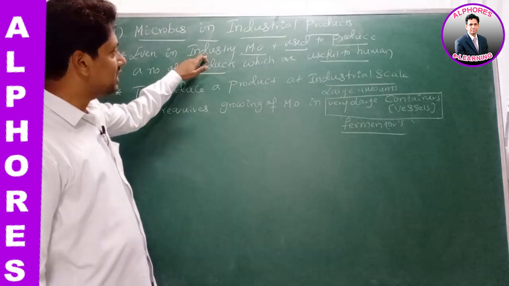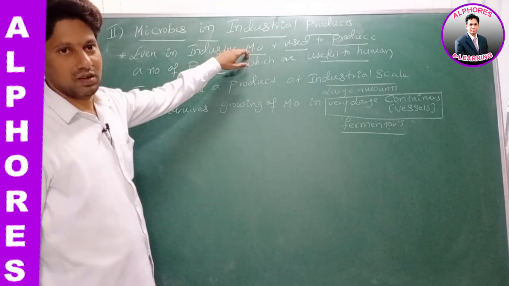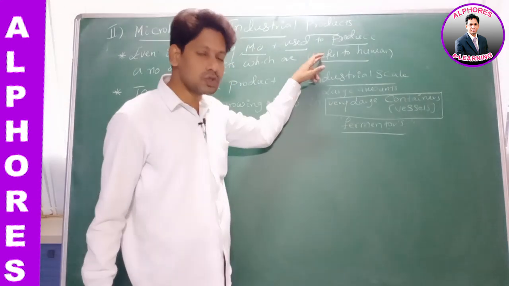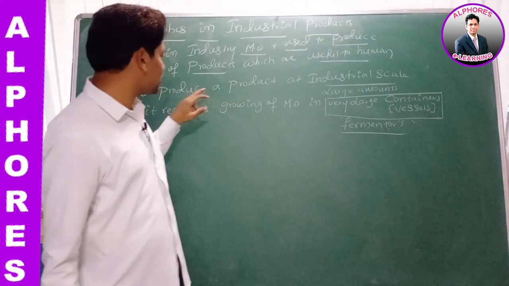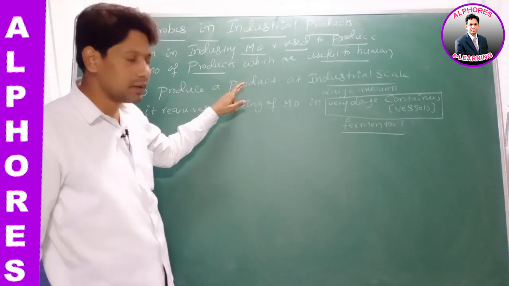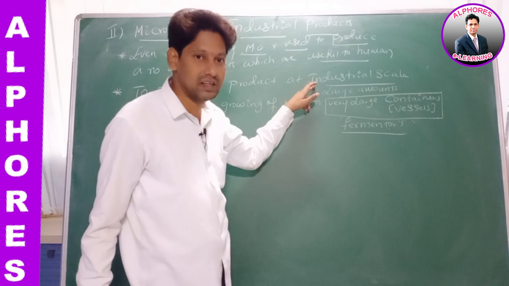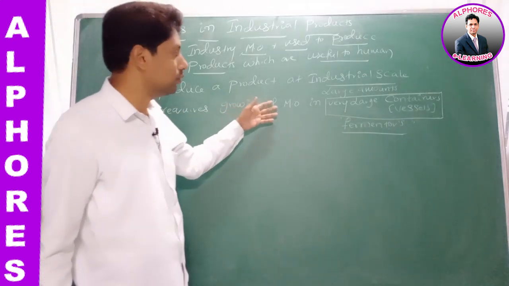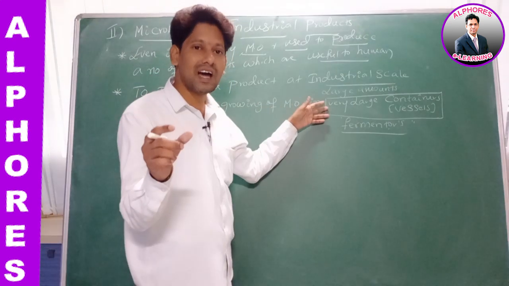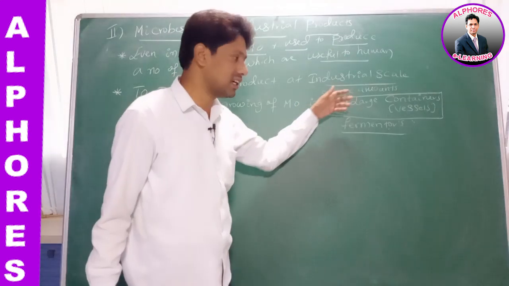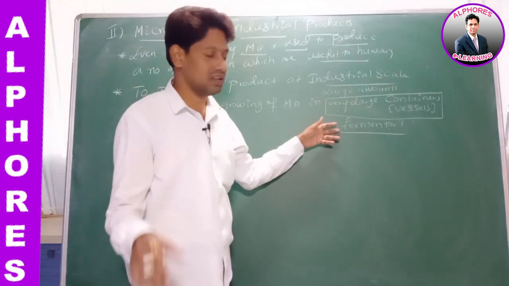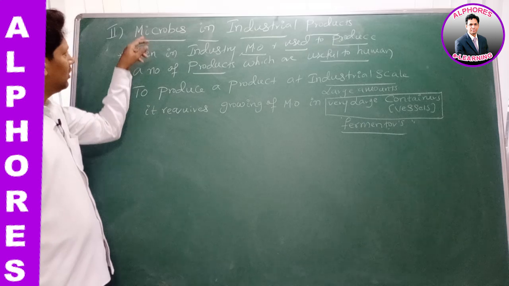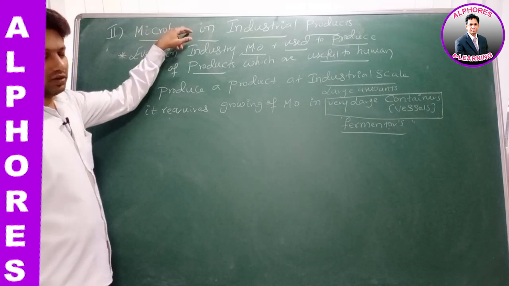Therefore, industrially, we are growing microorganisms to produce products which are useful to human beings. To produce a product on a large scale, that is industrial scale, we have to grow these microorganisms in very large containers. Those very large containers are called fermenters. Now listen. Microbes in industrial products.